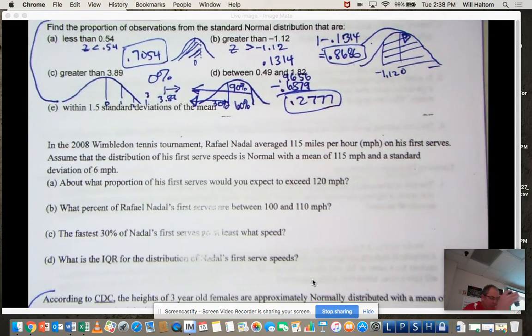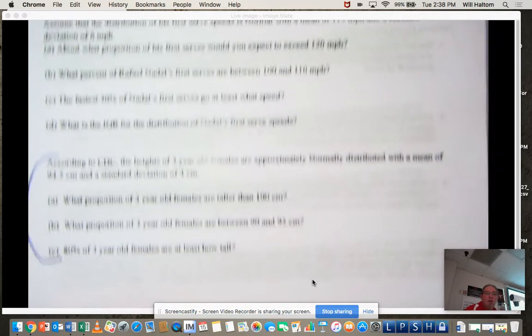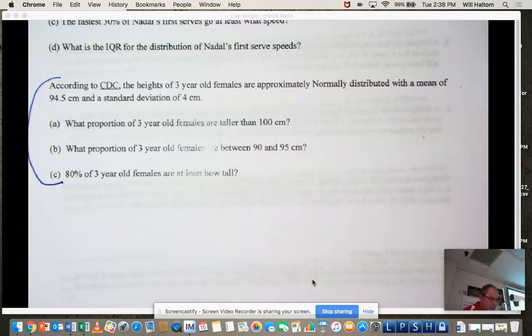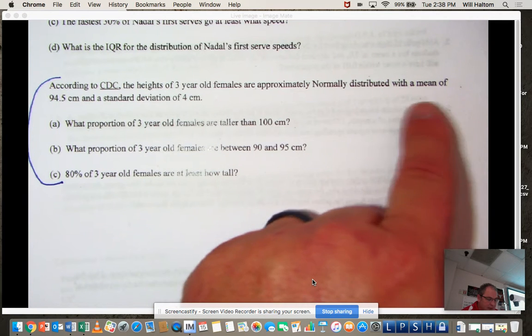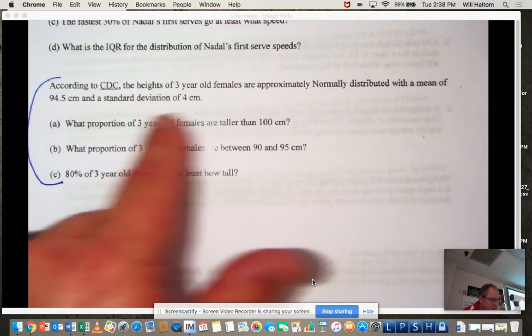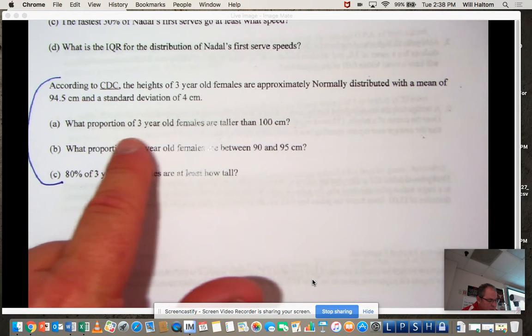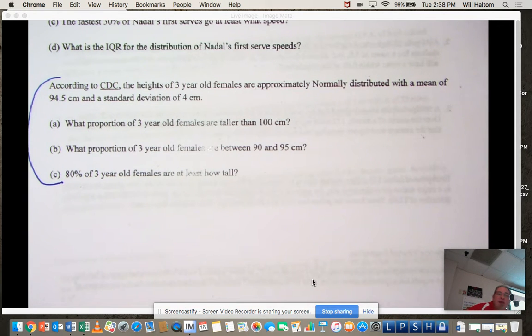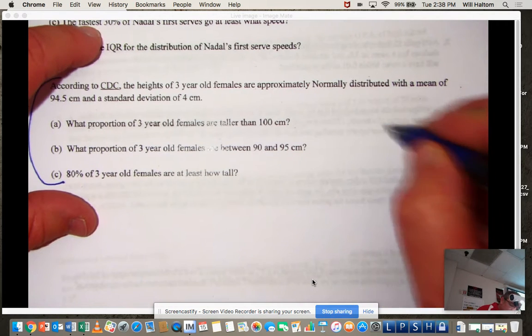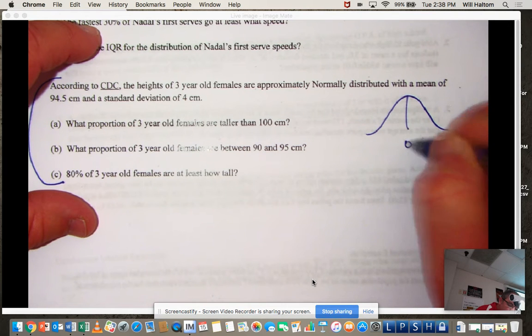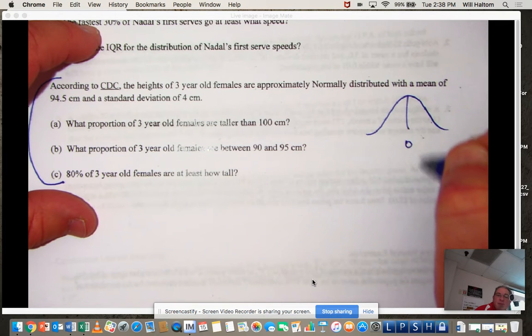All right, now looking down here at the bottom, we've got 3-year-old females having approximately normally distributed heights with a mean of 94.5, standard deviation of 4. So when I look at that, first question says, what proportion of 3-year-old females are taller than 100 centimeters. Well, if I graph that over here, right, 0 is the average. I need to know where 100 centimeters falls on this graph.